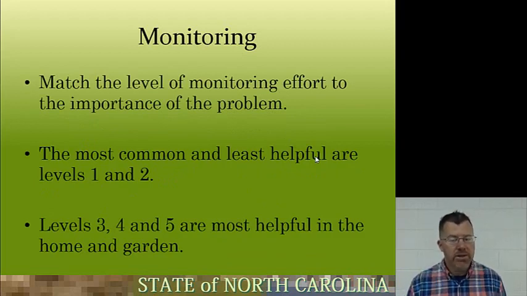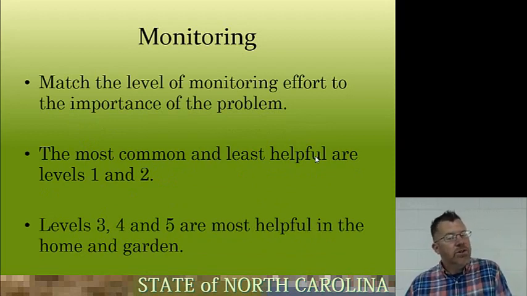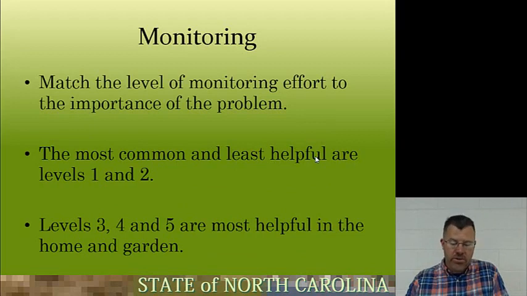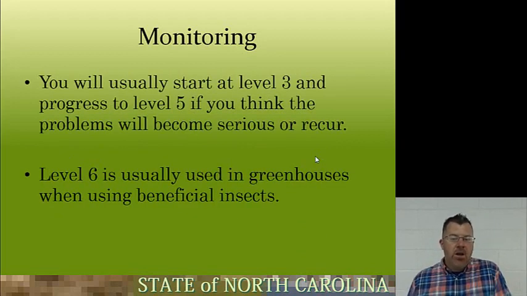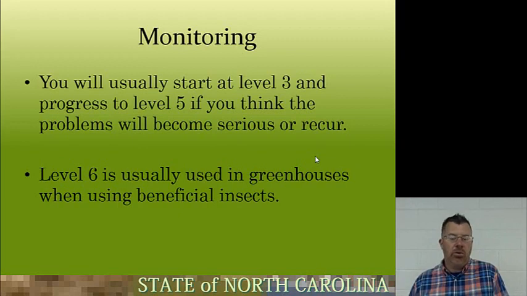What do you think's the problem? The most common and least helpful are levels 1 and 2. Levels 3, 4, and 5 are most helpful in the home and garden. Like I said, you're going to start with number 6 if you're using it in the greenhouse, especially if we're going to introduce some beneficial insects or other biological methods of controlling our pests. You'll start at level 3 and progress till 5 if you think the problem's going to keep happening over and over again, or if you think it's going to become real serious.